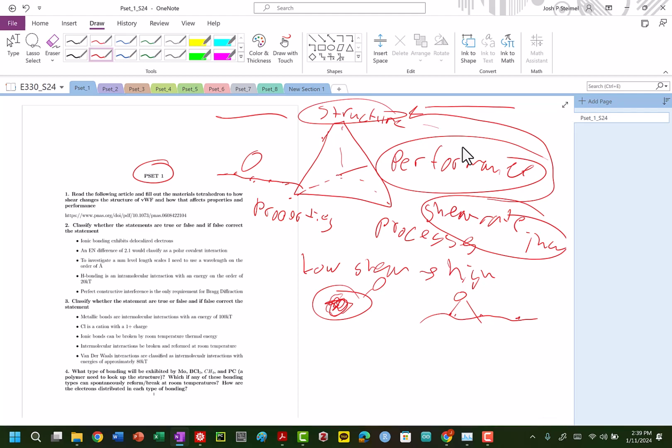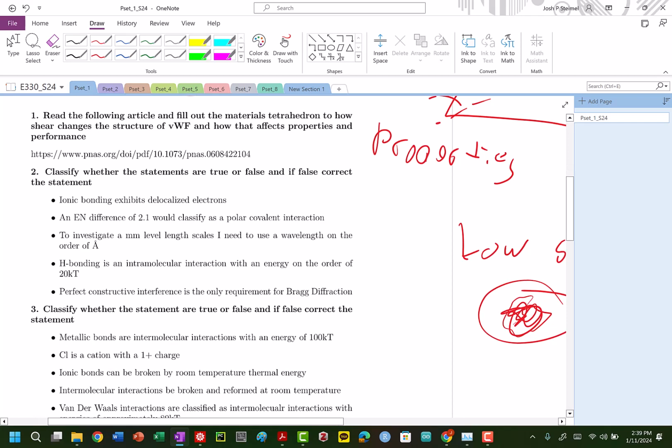That's what we're looking at here. All right, now let's go ahead. True or false statements. Ionic bonding exhibits delocalized electrons. No, that is not true. That is metallic bonding. An electronegativity difference of 2.1 is classified as polar covalent. No, that would be ionic, and our cutoff is about 1.7, at least for this class.